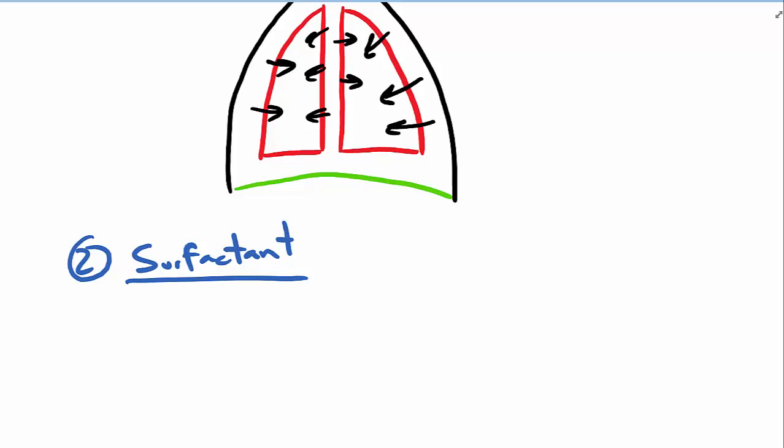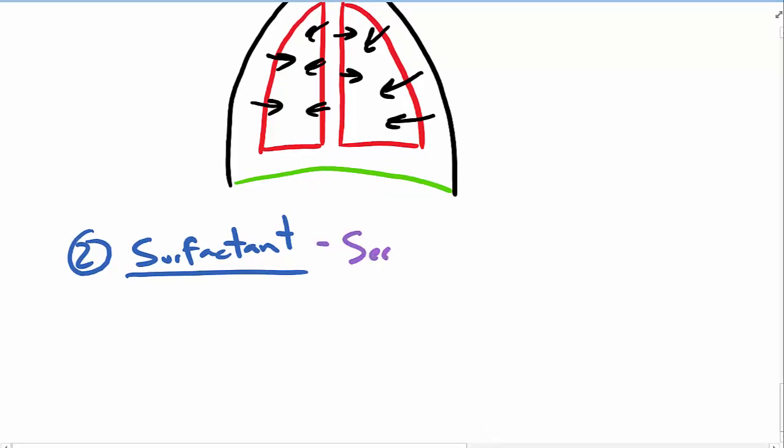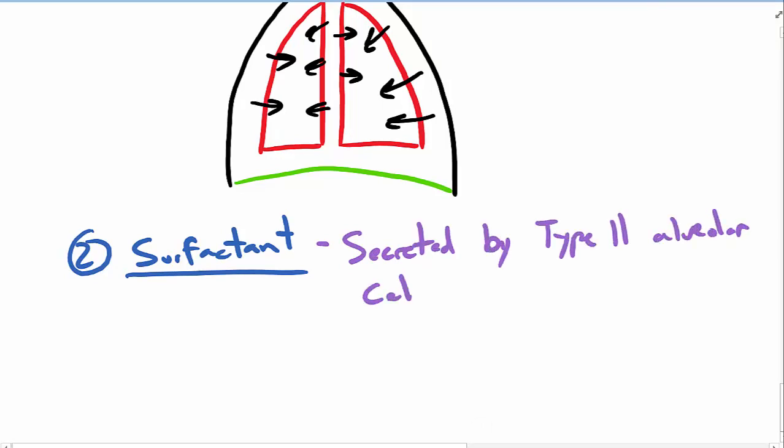Now, surfactant is an agent secreted by type 2 pneumocytes, or type 2 alveolar cells. And surfactant is composed of mainly lipids, phospholipids, lipoproteins, and apoproteins. Also, another important compound that is part of surfactant is called dipalmitoyl phosphatidylcholine, or DPPC.